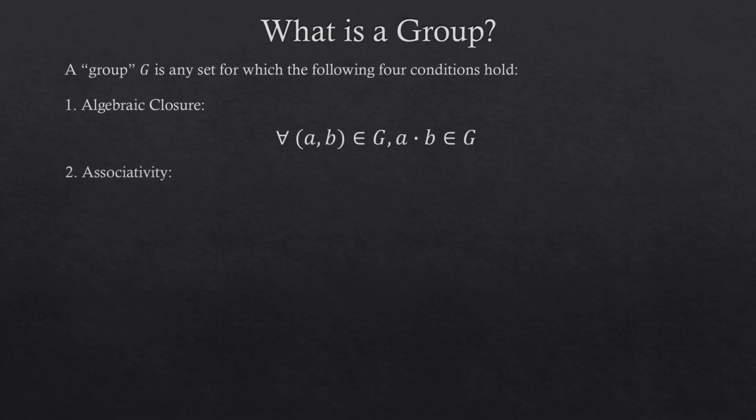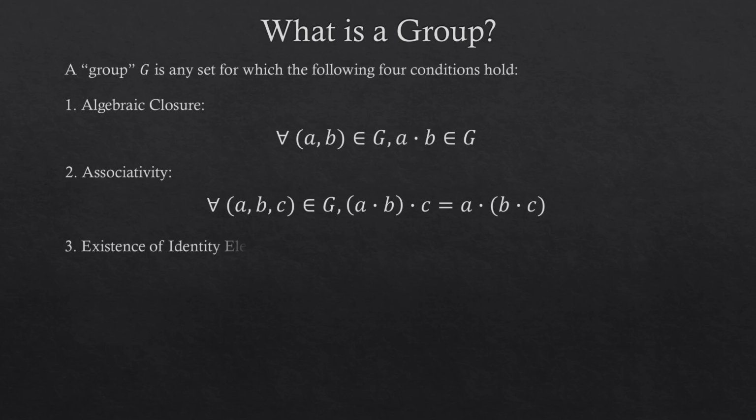Two, associativity. For all A, B, and C that are elements of the group, the product of A and B with C is equal to A with the product of B and C. Three, there is an existence of the identity element. There exists I, that's an element of G, such that for all A that are elements of G, I times A equals A times I equals A. It's a universal equation that holds for a group.